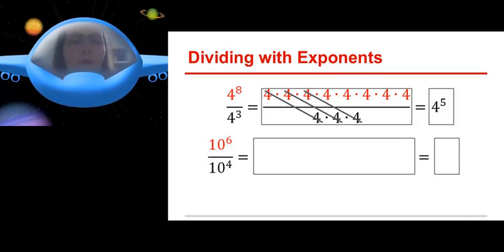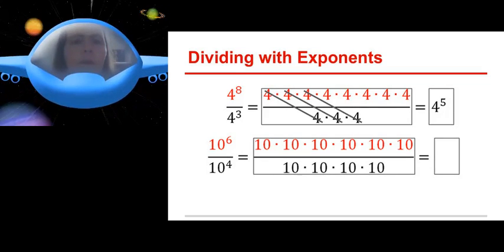In the next example, if we use a similar method and we expand the 10 to the 6th and the 10 to the 4th, we have 10 multiplied 6 times in the numerator and 10 multiplied 4 times in the denominator. And now, if we look for our pairs from the numerator and the denominator and cancel those pairs to make a 1, then we have 4 of those that cancel, and now we're left with 10 multiplied 2 times, or 10 to the 2nd.